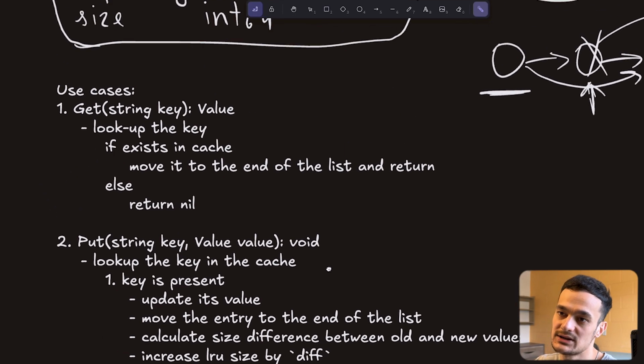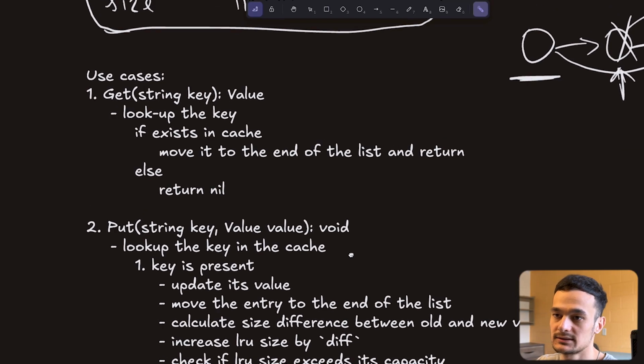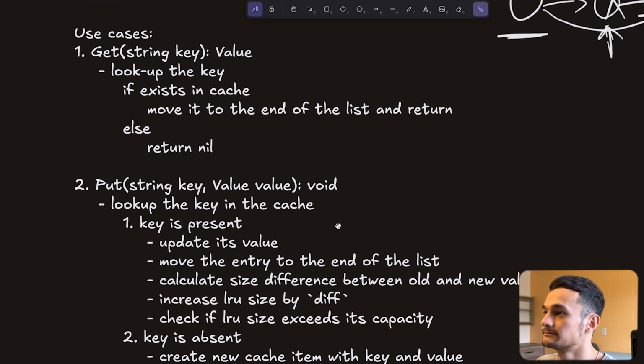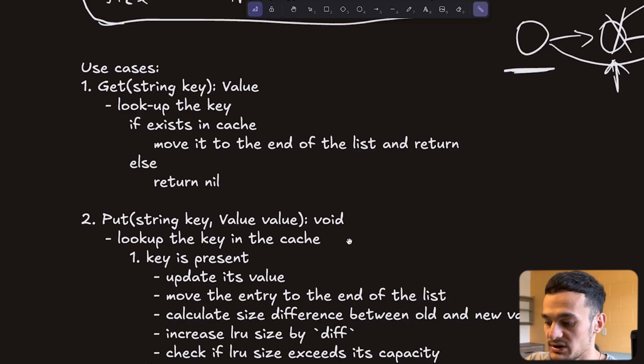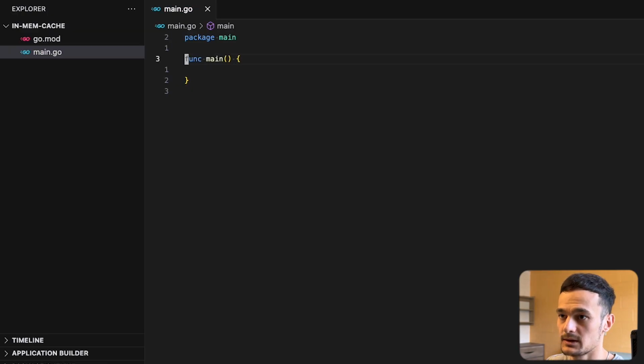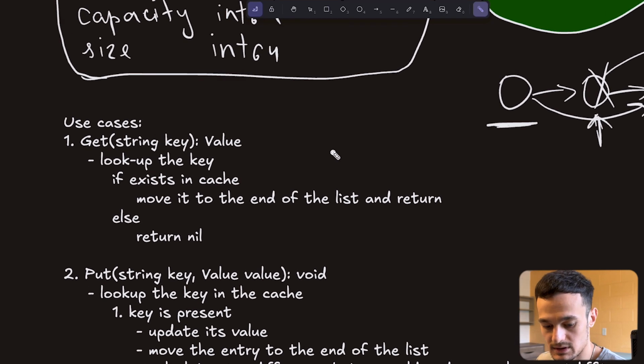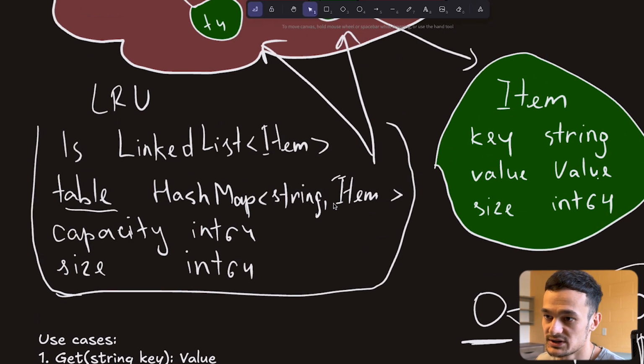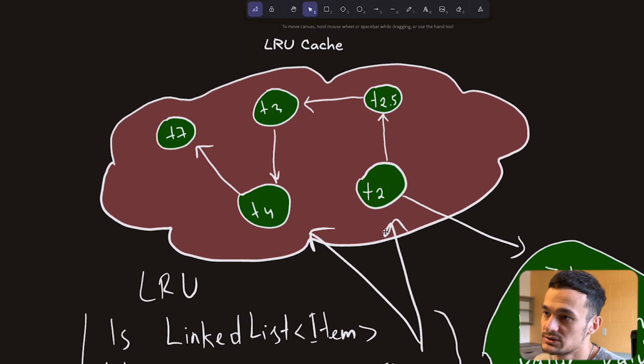With this information, let's get started with coding. And I will be using Golang to actually implement this. I have a directory ready for it. First of all, as I said, I want to keep this as close to production as possible. So I want to start with defining an interface for the cache.